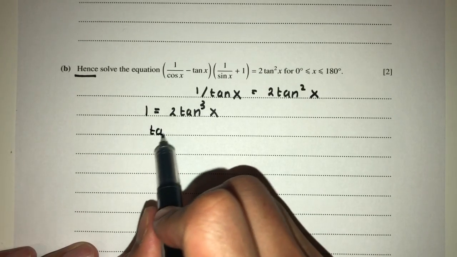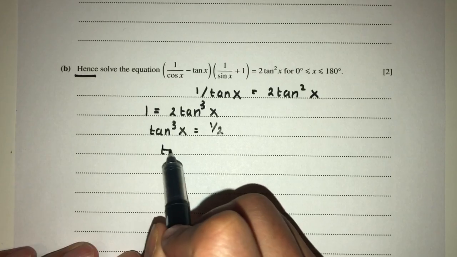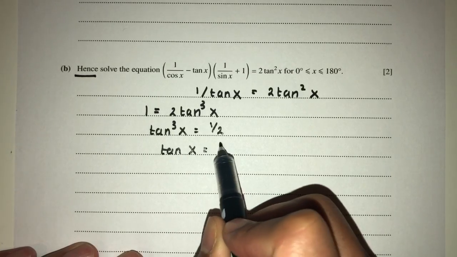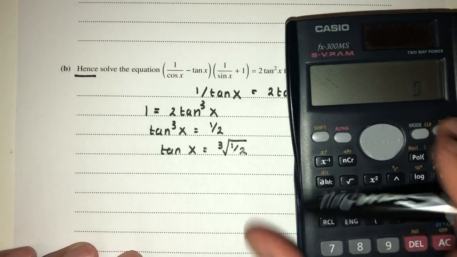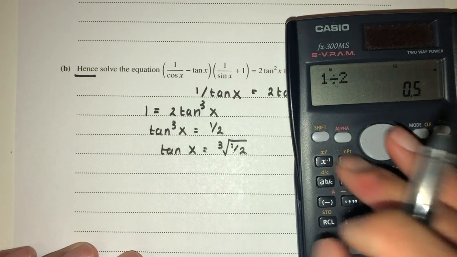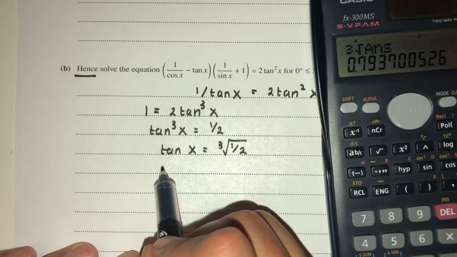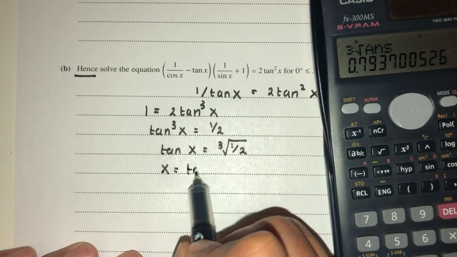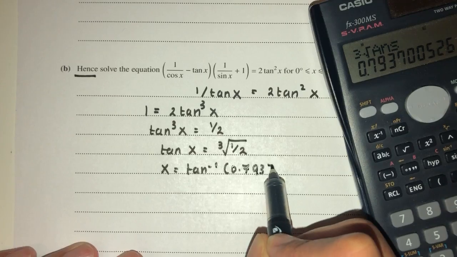Now you know tan cubed x will be 1 over 2. So tan x will be the cube root of 1 over 2. So you have 1 divided by 2, cube root of the answer. That will give you this. So x is equal to tan inverse of the answer, 0.7937.